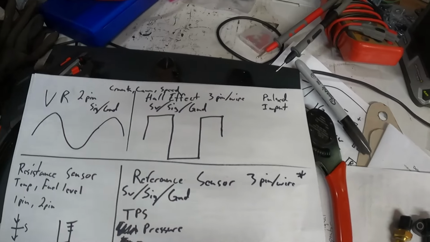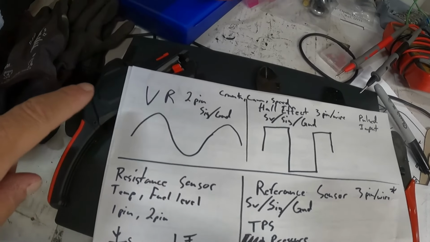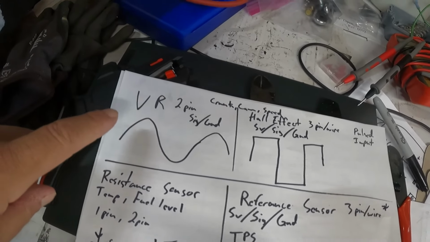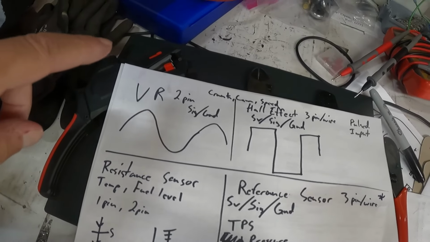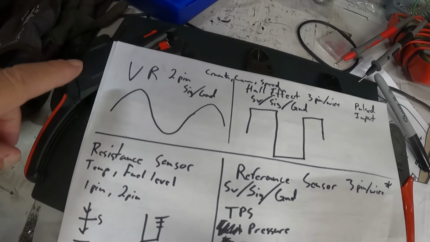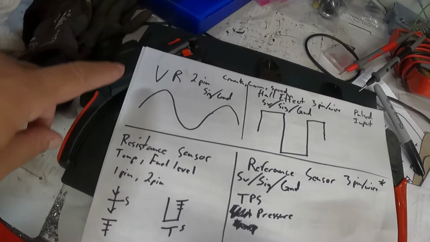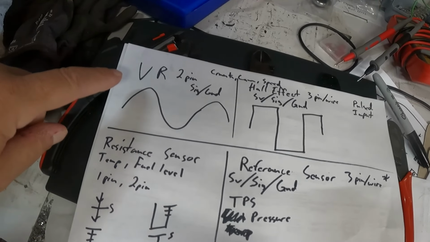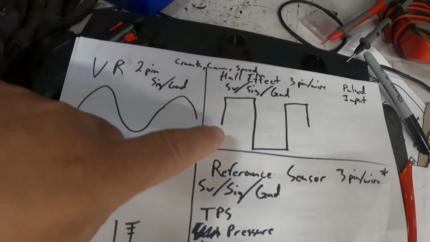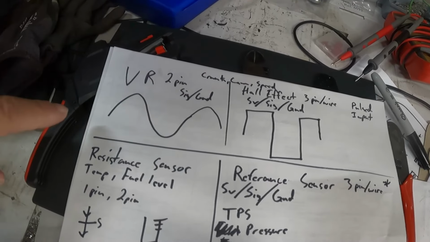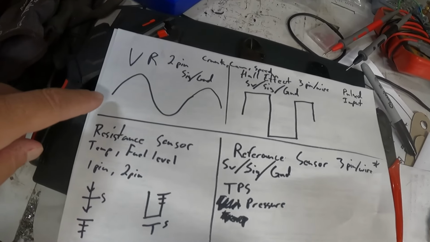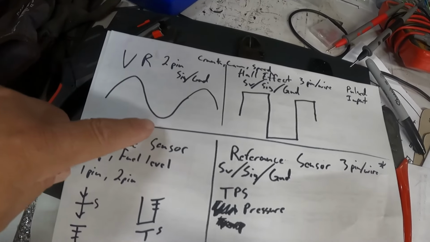A VR sensor is usually identified because it's got two pins, and these are typically used in higher temperature or higher vibration areas. So this is like sensors that are directly mounted to the engine typically. So your crank and cam sensors are usually going to be a VR sensor. The reason this is, let's say, bad or different is because every time a tooth passes the sensor, it generates this sort of sine wave. And the slower that tooth passes, the lower the difference is between these peaks and troughs.